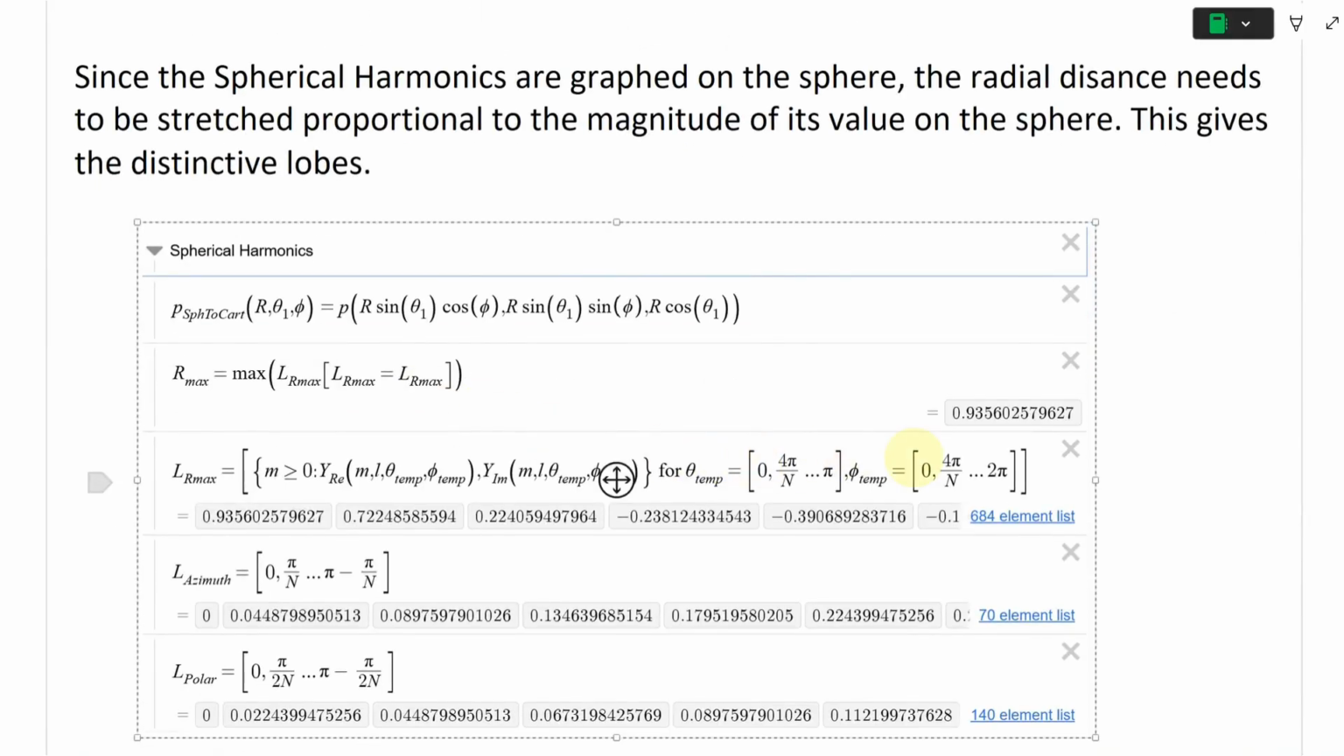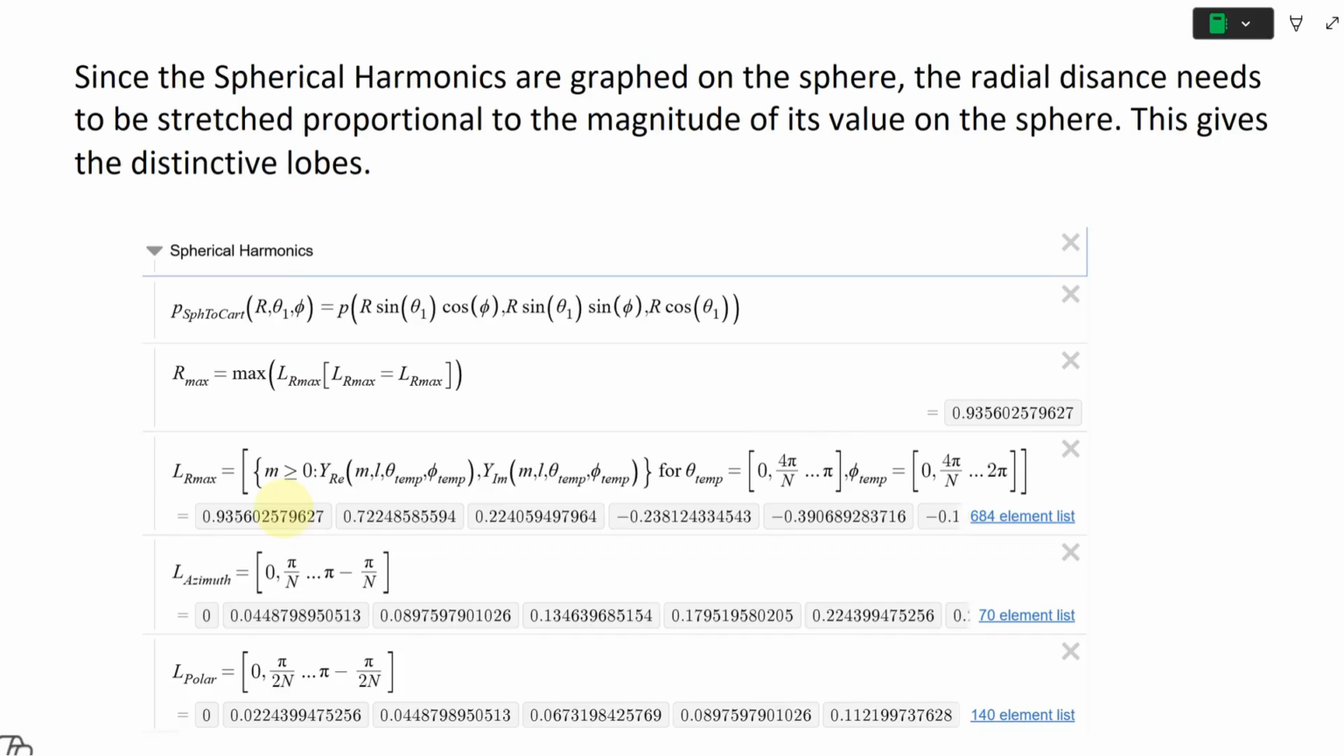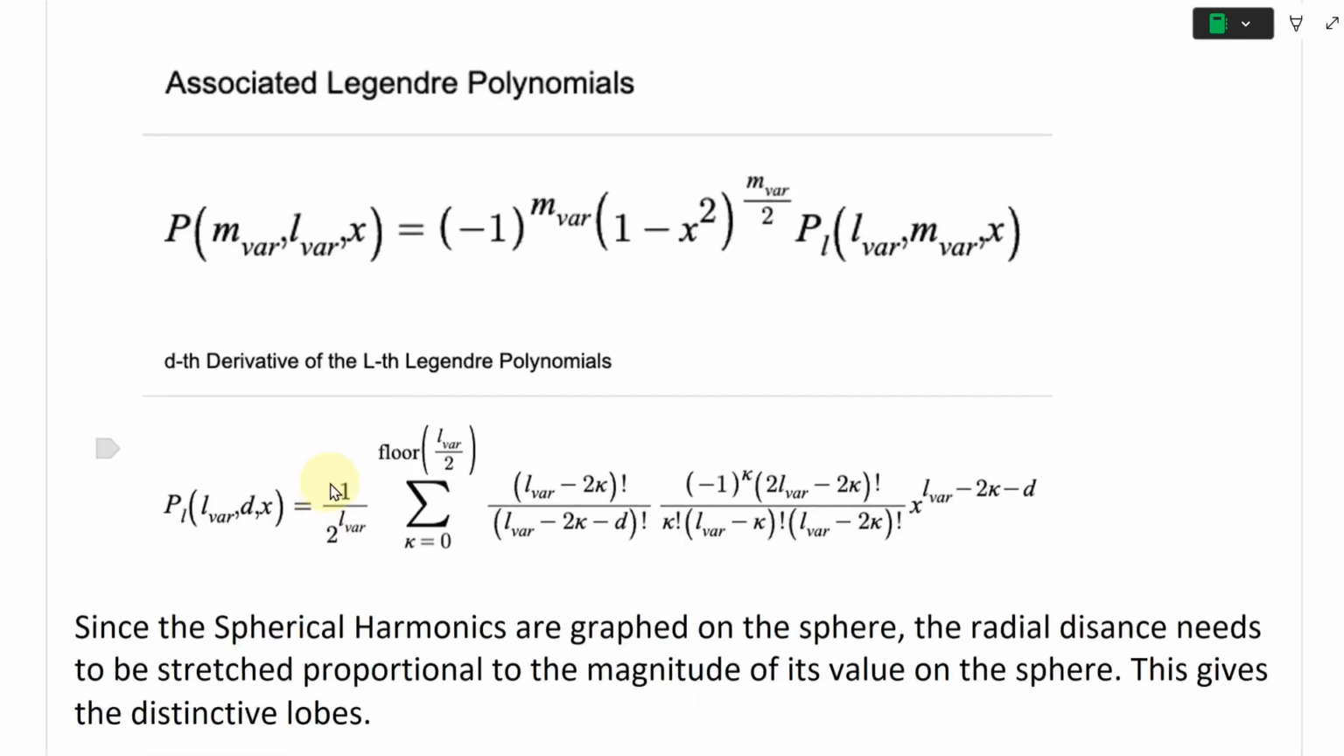So if m is greater than or equal to 0, it's going to be plugging in the value of m inside this function right here, inside this one here, y real and y imaginary. I'm not going to explain exactly what they're doing, but basically they're throwing these m and n and L, which is our n, inside there, and the theta and so on, and then that function is using it in here.